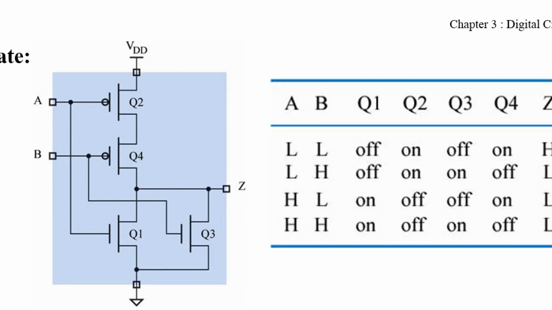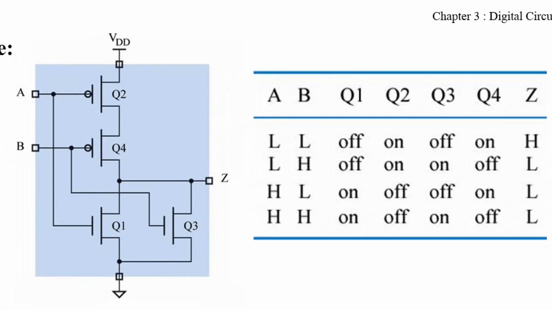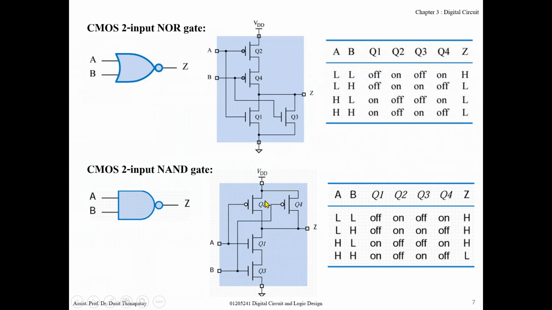So you can analyze by this method, by applying all possible input values to A and B. For 2 inputs, you have 4 possibilities: 0, 0, 0, 1, 1, 0, and 1, 1. And this one also you can analyze.